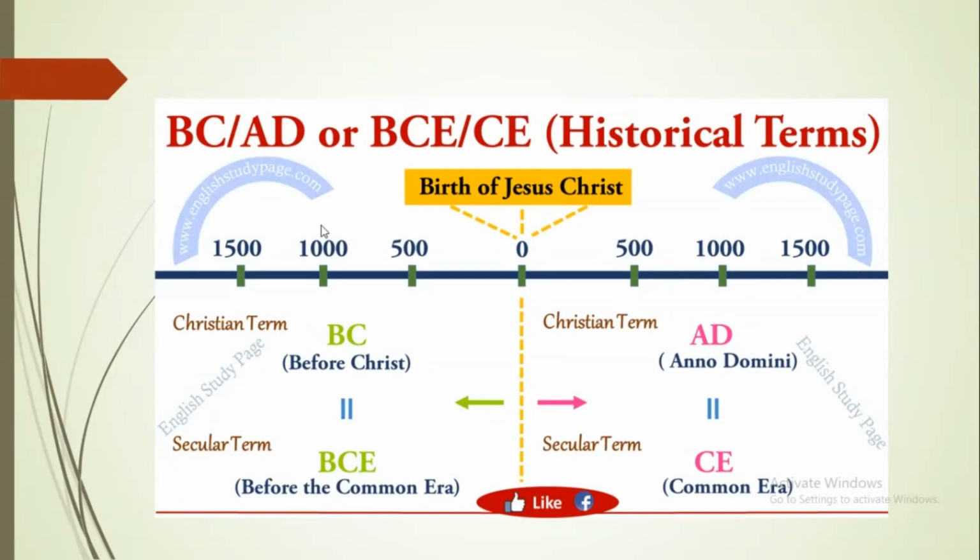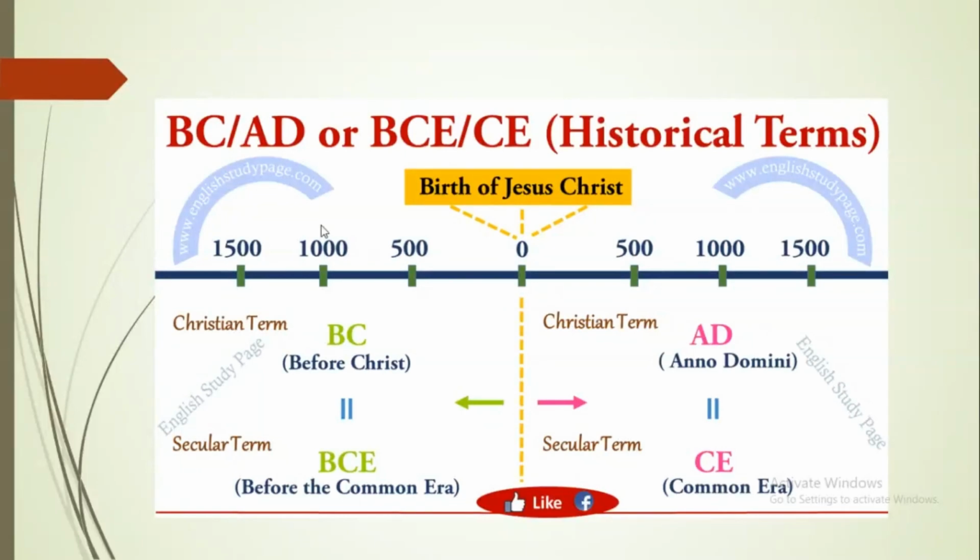So what are BCE and CE? BCE is Before Common Era, and CE is Common Era. What is the meaning of Common Era? Common Era is a way to refer to the years in our current calendar system, similar to how we use AD to count years after the birth of Jesus Christ. So only these terminologies have replaced the historical terminologies.